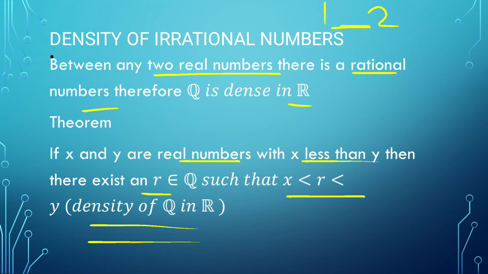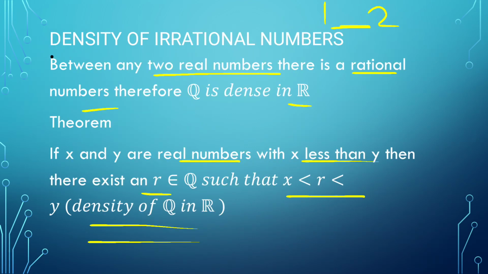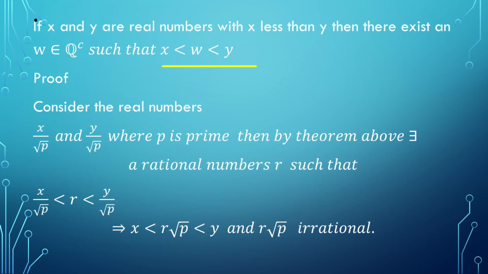So in between, if you have x and y being real numbers, then in between there is a rational number r. Again, if we have x and y being real numbers with x less than y, then there exists an irrational number w such that this w lies in between x and y. And this is what we call the density of irrational numbers. Now, how do you prove this?